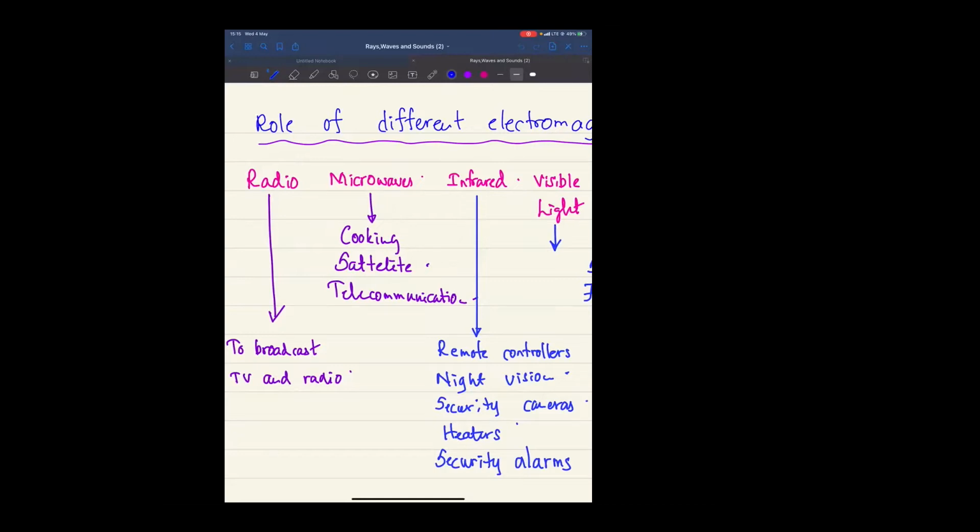The visible light is used to see. So I didn't write about visible light. Obviously, visible light is what we use to see, so there is nothing to write about that.